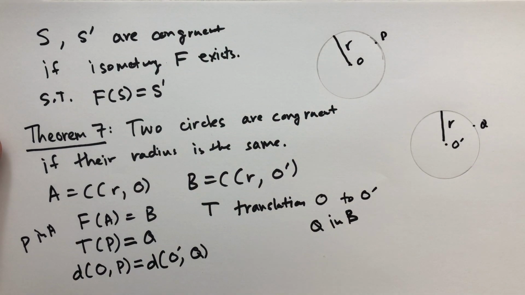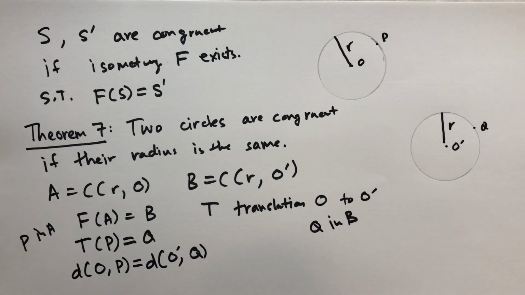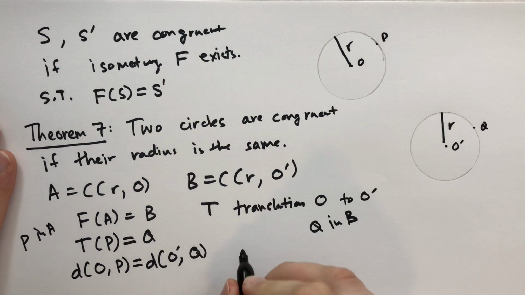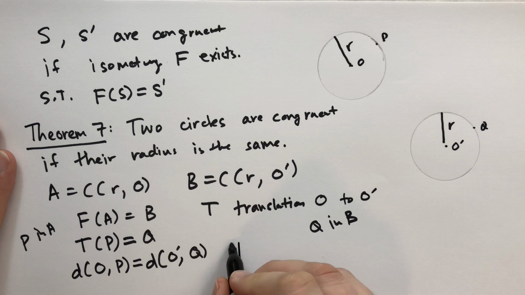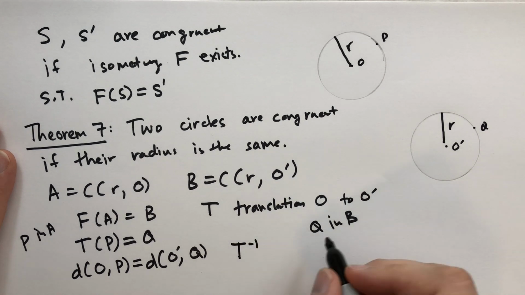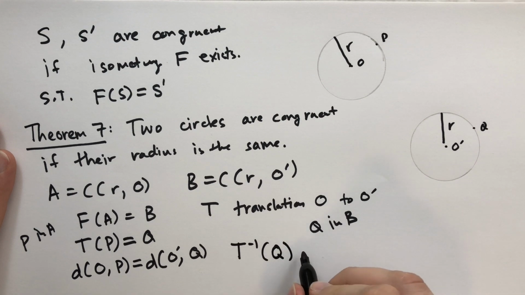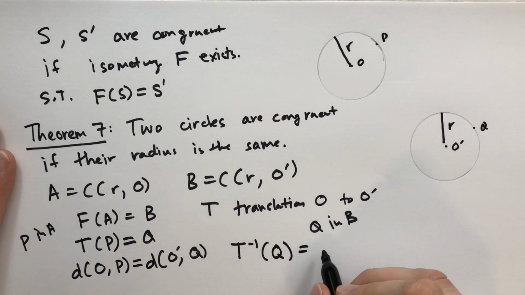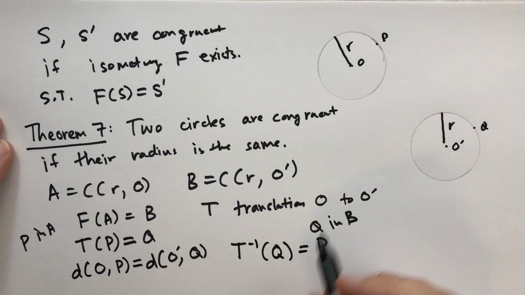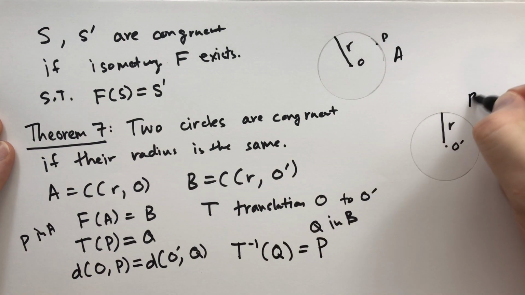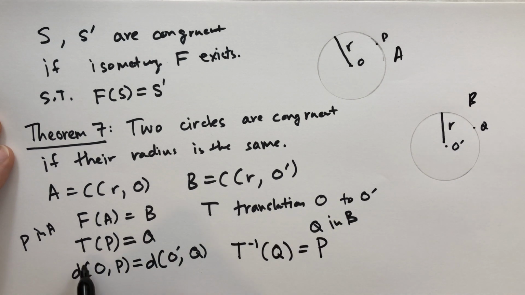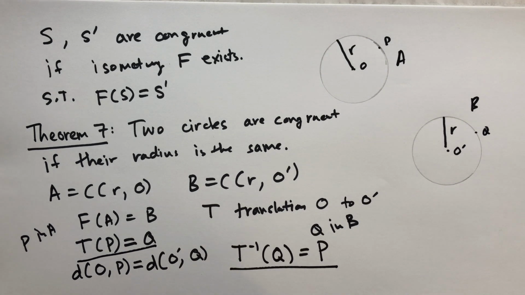But that's only half of proving that a set is equal to another. We have to prove the other side too. So we have to prove that there exists some translation, and we're going to use the inverse translation that goes from O prime to O. We start with some point in B, Q. And indeed, because distance is preserved, it's going to give you some point in the other circle. This is circle A. This is circle B. And so we proved through this and this that these sets are subsets of each other. Therefore, they're equal.